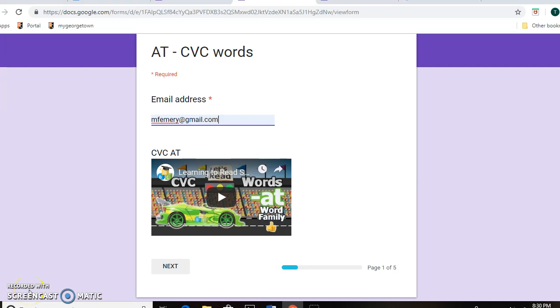For my unit plan for this course, I chose to create a Google form that will be a fun instructional tool for my students that covers the AT word family. I have set up the form so that the student must be signed in. This way their responses will be sent to me, and I can retrieve the data to determine if the instruction is working and track their growth.